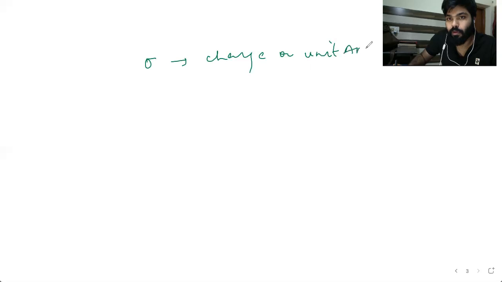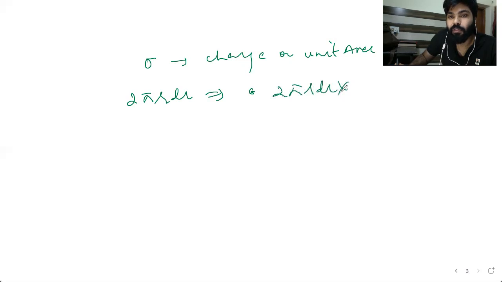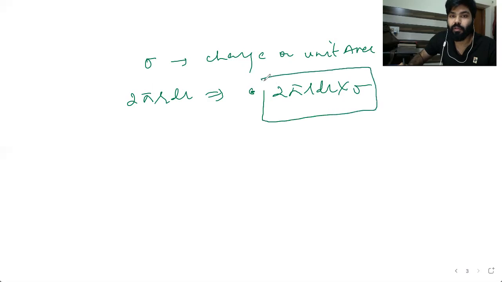This is the simple unitary method. Let me explain more what sigma is. Sigma is charge on unit area. Then charge on 2 pi r dr would come out to be 2 pi r dr times sigma. Simple unitary method. So this would be the charge on the ring.